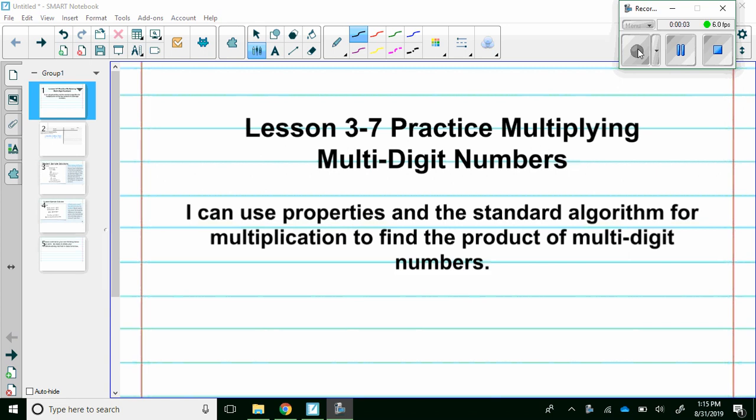Good evening. Today's lesson is lesson 3-7, Practice Multiplying Multi-Digit Numbers. I can use properties and the standard algorithm for multiplication to find the product of multi-digit numbers. Press pause now to write the lesson number and title in your notebooks, as well as the I can statement. When you're ready to resume the video, press play.